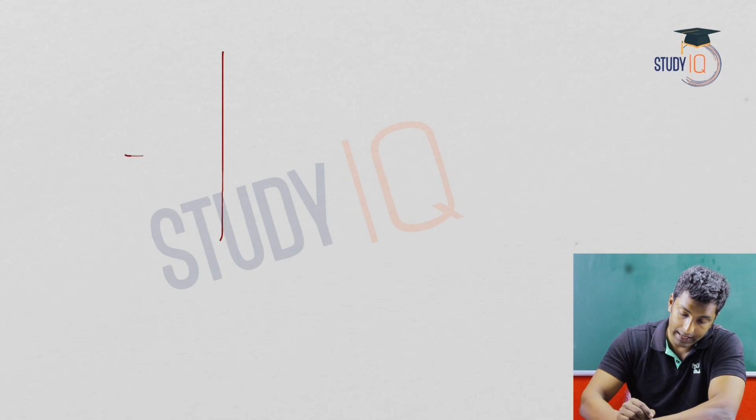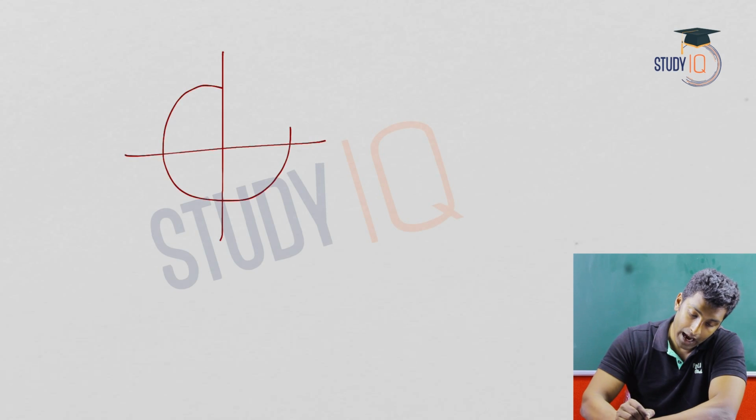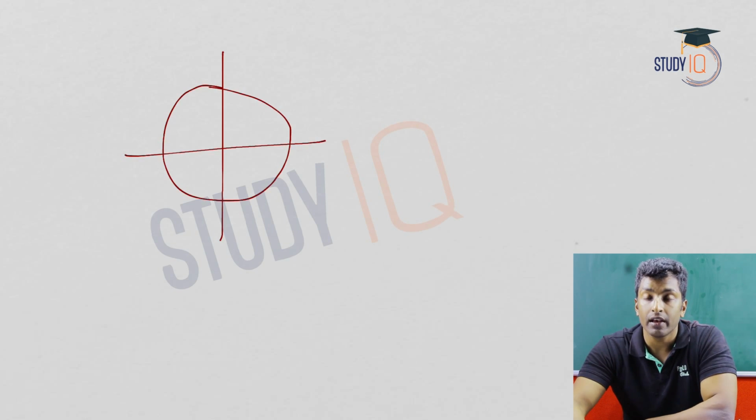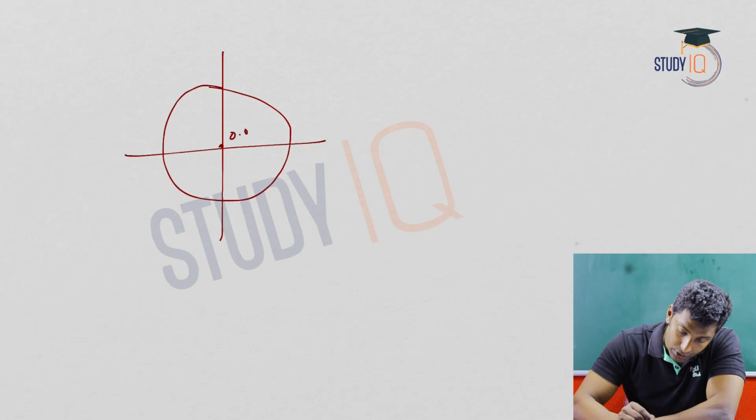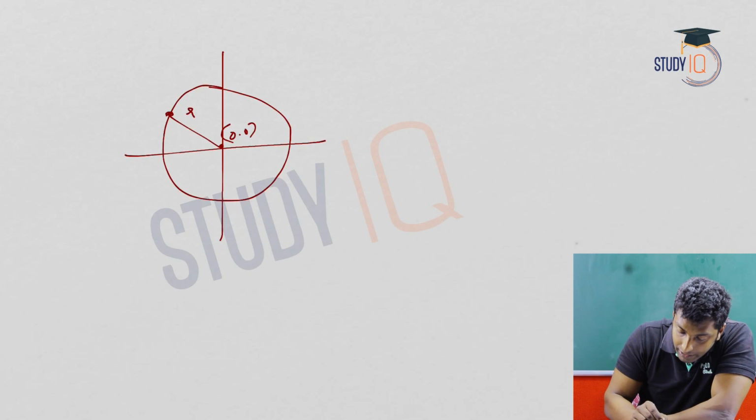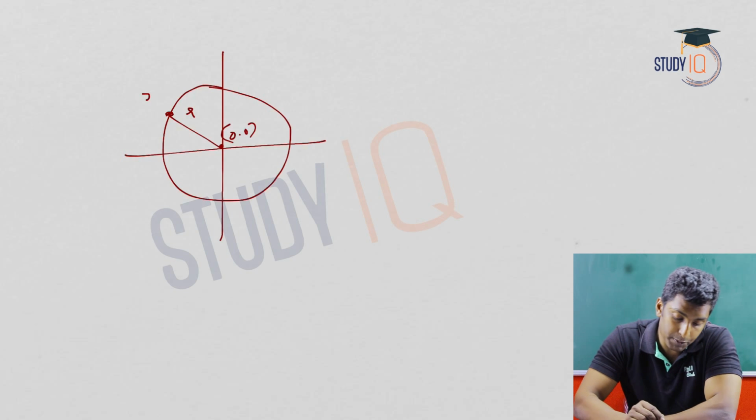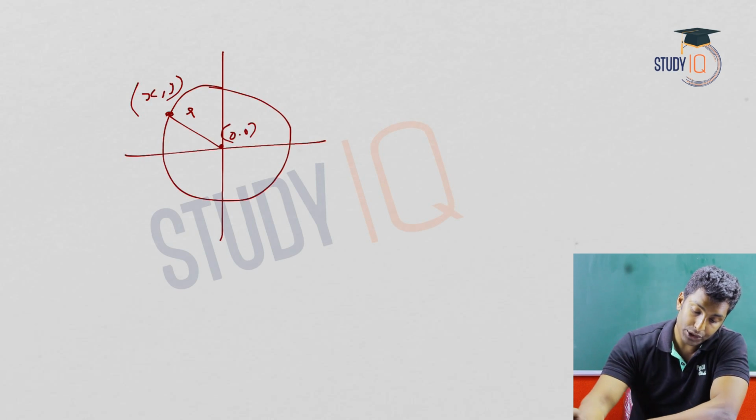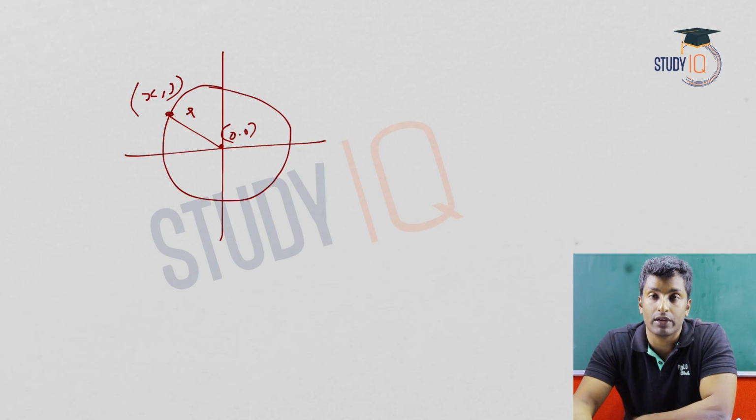So if the circle has its center at the origin, let me draw a circle like this in my Euclidean plane. I am drawing a circle like this with my center as origin. So this is going to be (0, 0), and your point can be anywhere, right? And this distance will definitely give you the radius. So this point is your (x, y). So in this case, what will be the equation of the circle?